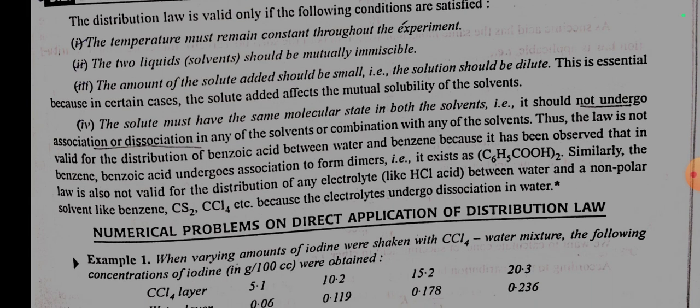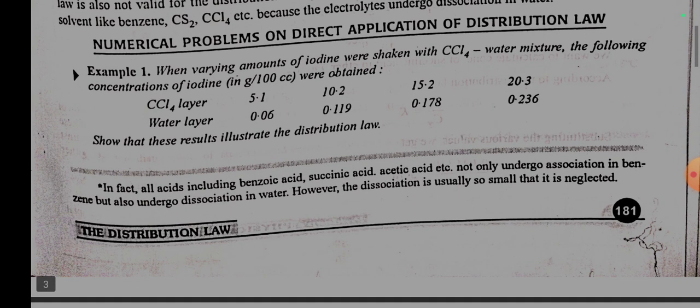Number 4. The solute must have the same molecular state in both the solvents, that is, it should not undergo association or dissociation in any of the solvents or combination with any of the solvents. Thus, the law is not valid for the distribution of benzoic acid between water and benzene because it has been observed that in benzene, benzoic acid undergoes association to form dimers, that is, it exists as (C6H5COOH) twice. Similarly, the law is not valid for the distribution of an electrolyte like HCl between water and a non-polar solvent like benzene, CS2, CCl4, etc., because the electrolytes undergo dissociation in water.